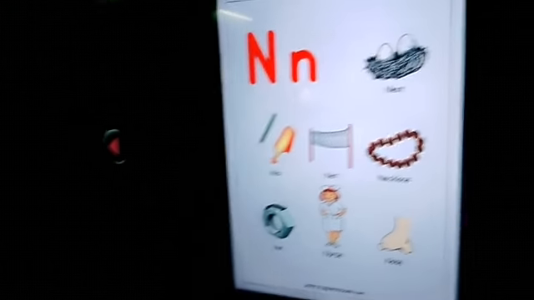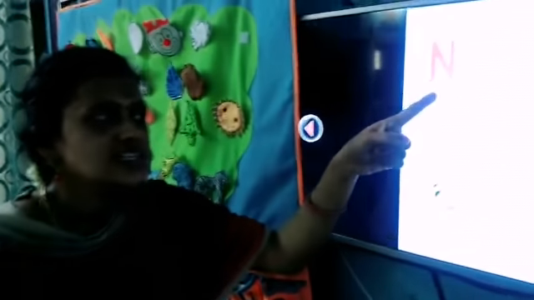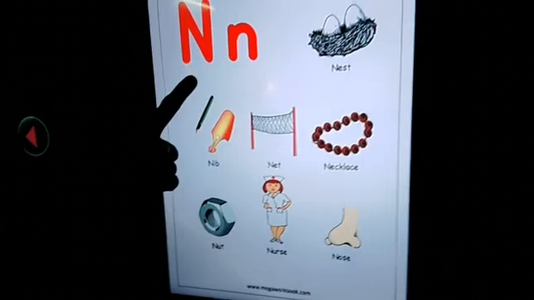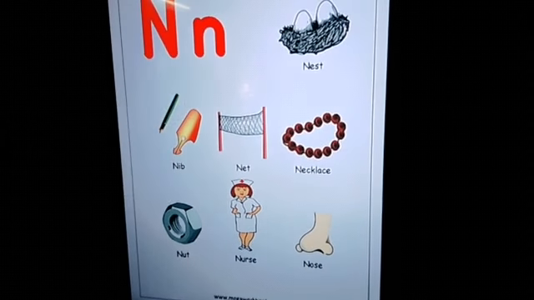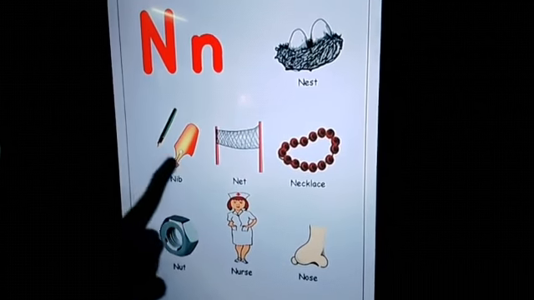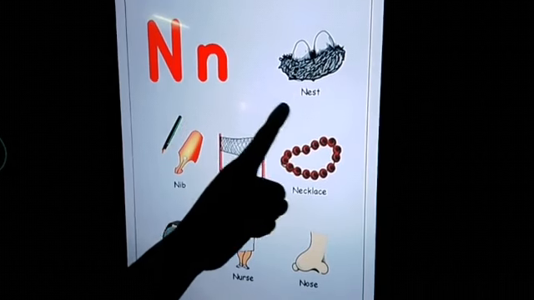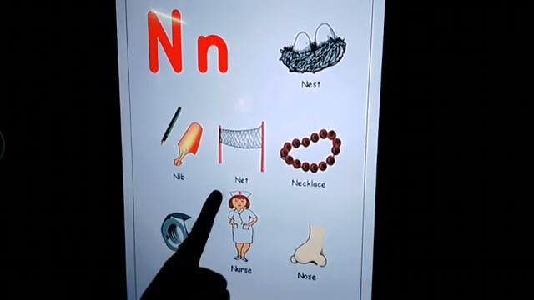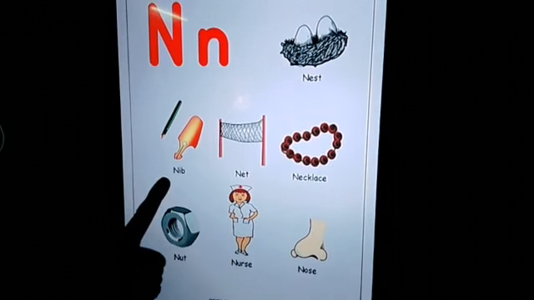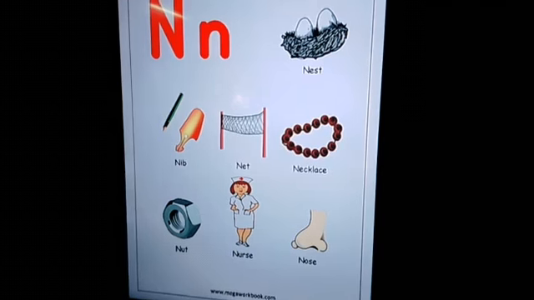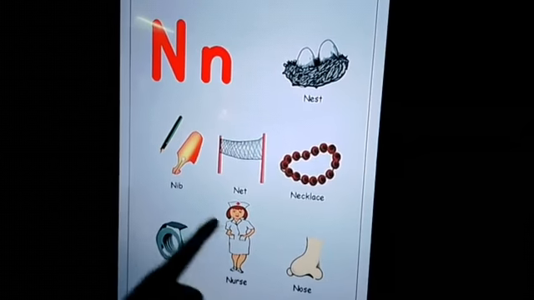Okay, baby. See here, baby. It's time for activity. What is this letter? Yes, very good. Fantastic. This is capital N. This is small n. N for nest, necklace, net, nib, nut, nose. So these objects also start with letter N.